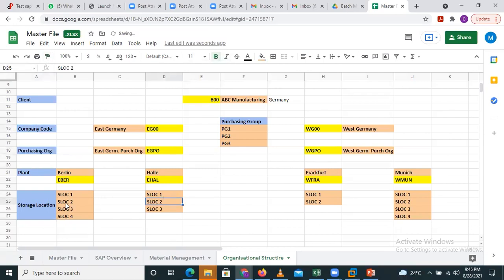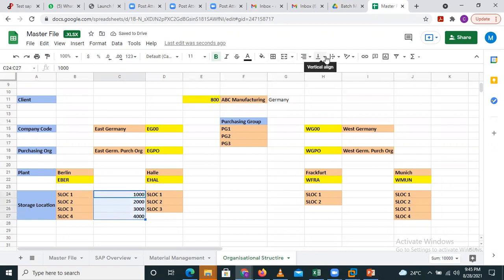Right now, the storage locations. Storage locations are unique within the plants. Storage location is again a 4-digit number. It can be an alphanumeric key. I'll just put some numbers here: 1000, 2000, this is storage location 3000, storage location 4000. This is unique at plant level.